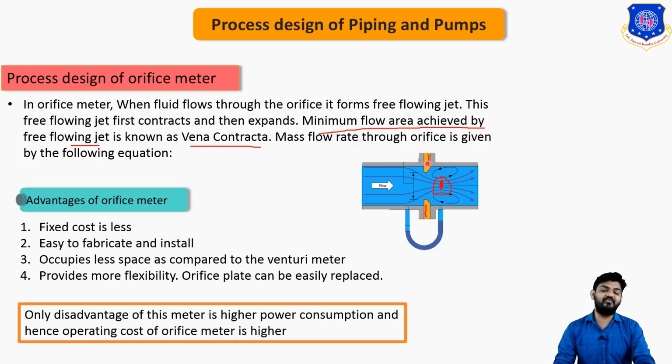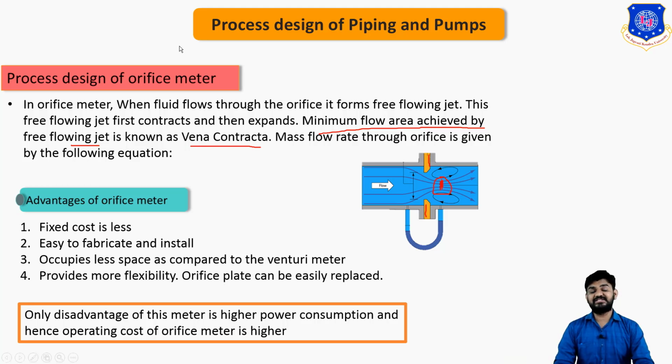Since we have one obstacle inside the flow of the fluid, we will require a higher power rate, right? So the power consumption with the orifice meter is very high, and hence its operating cost is generally high compared to the Venturi meter and the rotameter, right? So this is the only disadvantage of the orifice meter, which requires higher power consumption.